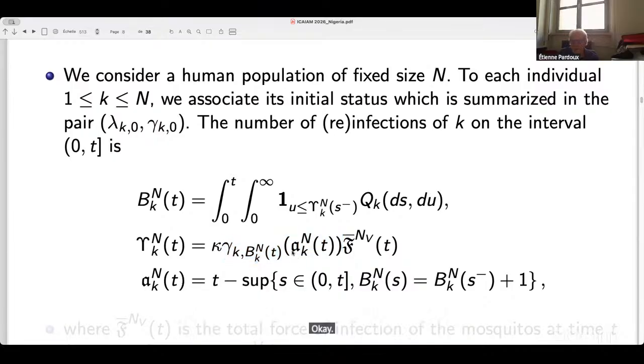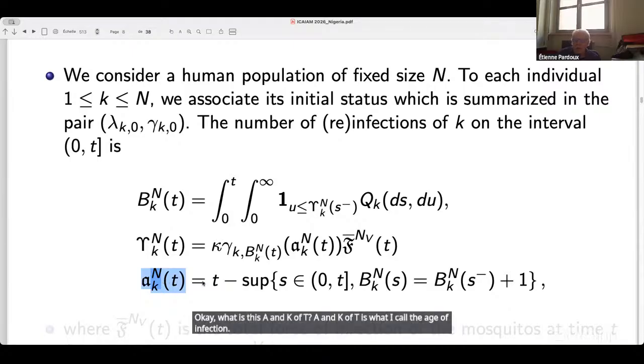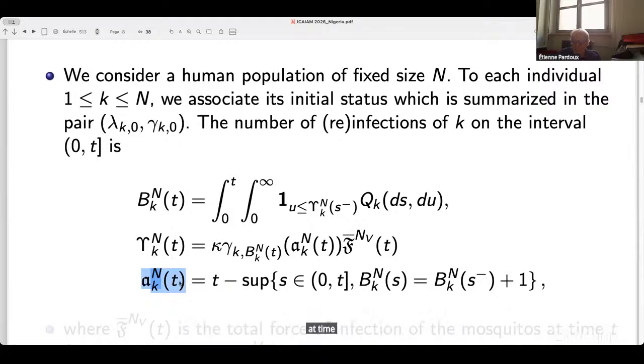What is this A N K of t? A N K of t is what I call the age of infection at time t of the individual, which means the time elapsed since the last infection. So it's t minus the largest s in 0,t for which there is a jump of this function, which means that this is the time of the last infection on the interval 0,t. And if there has been no infection, then this should be 0.